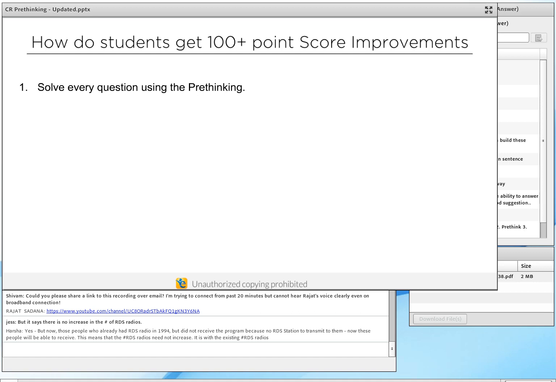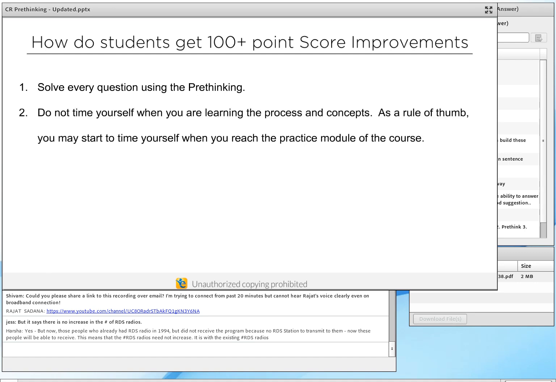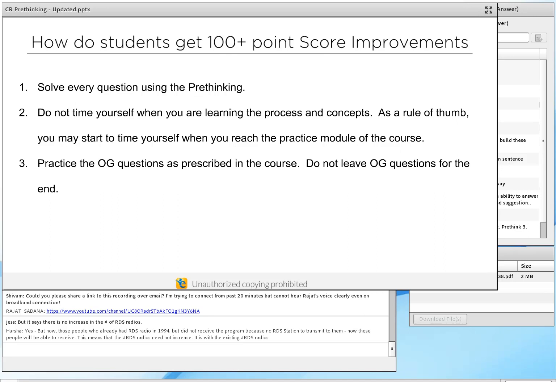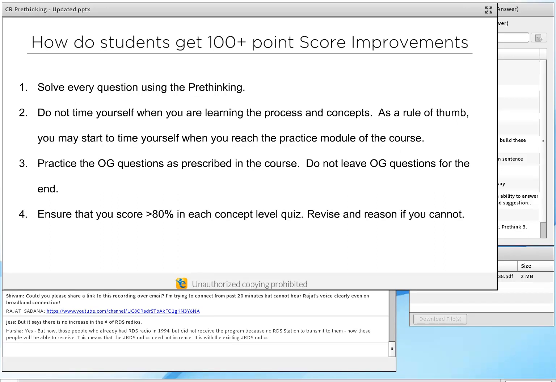So how do you get a 100-plus point score improvement, or how do you achieve the 90th percentile in critical reasoning? Use pre-thinking. Do not time yourself. Learn visualization. Focus on understanding the conclusion. And use the feedback that's given to you.